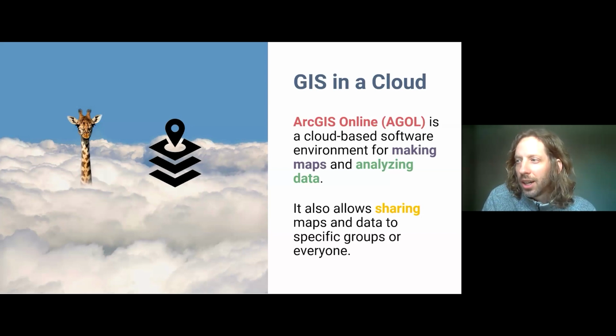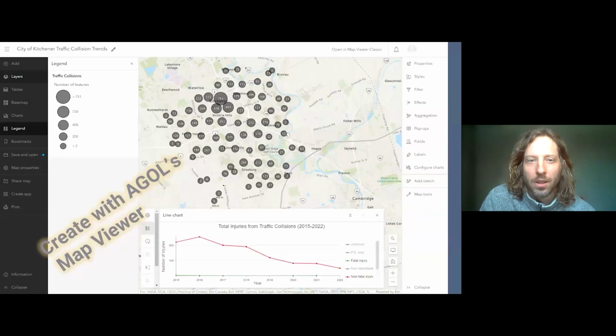So ArcGIS Online is a cloud-based software environment for making maps and analyzing data. It allows us to share maps. It also allows us to share data to specific groups and everyone. Okay, so we're going to move on to getting the hands-on experience with ArcGIS Online.